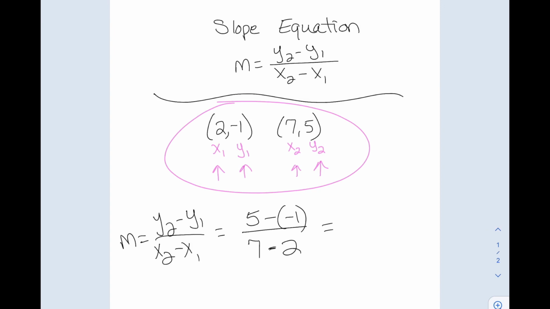On our numerator, 5 minus -1 is going to be 5 plus 1, so that gives us 6. 7 minus 2 is 5. So slope is 6/5. On that line, every point to get to the next point will be up 6 over 5, and it's a positive slope.